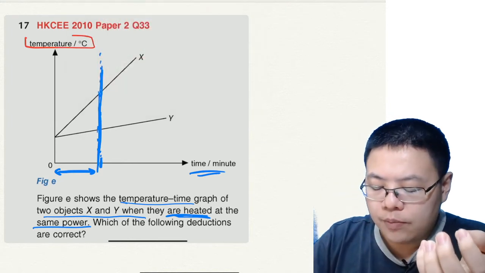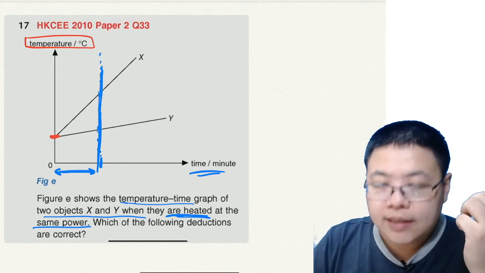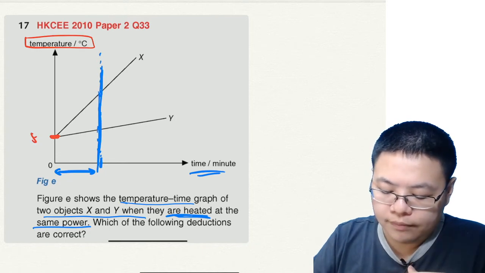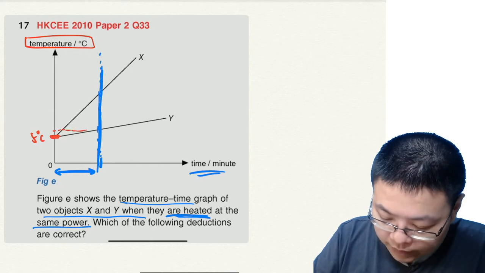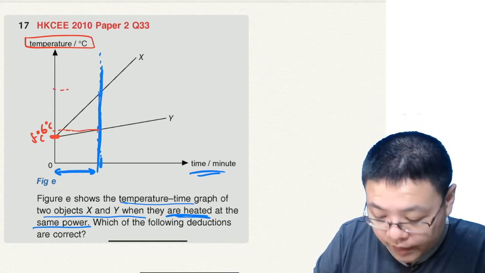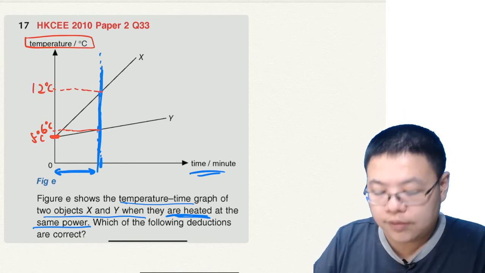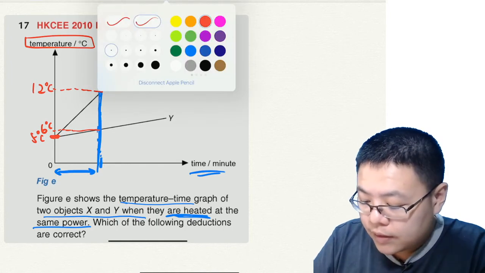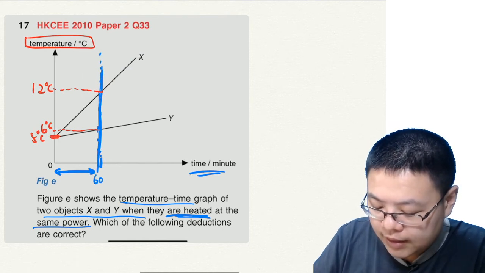The y-axis tells us temperature. So at the beginning, X and Y have the same temperature, let's say 5 degrees Celsius. And here, after some time, maybe Y becomes 6 degrees Celsius, and X maybe becomes 12 degrees Celsius. You see how to understand this kind of graph? For example, if this is time, maybe it is 60 seconds later.